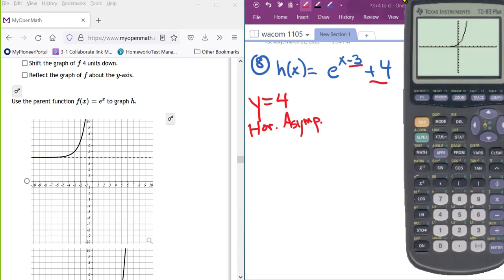Right, let's go ahead and put in the other. So the new function we want to do on here is e to the exponent. Your x minus 3 has to go in parentheses because it has more than one piece there. And then we will do +4. So there it's moved up 4, and it has moved to the right 3 spaces. So this is your new one.